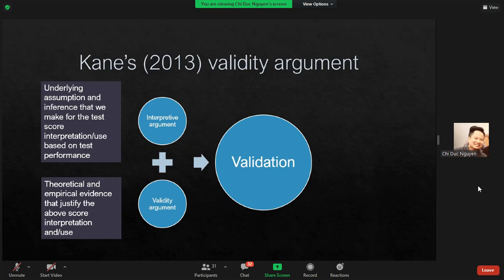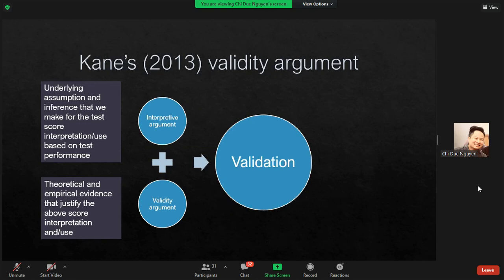What about the empirical evidence? For example, you go back to the students to interview them. So we have some kind of empirical evidence. And by combining these two kinds of evidence in a very coherent and logical way, I can justify the claim above. So in the Kane validity argument model, there are two things that we need to do.